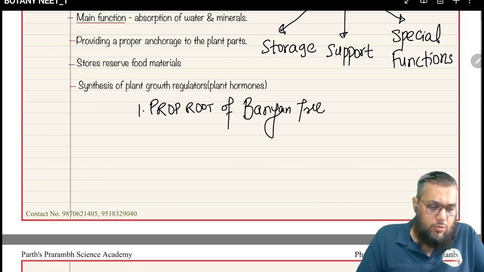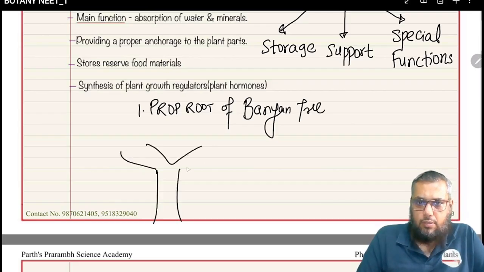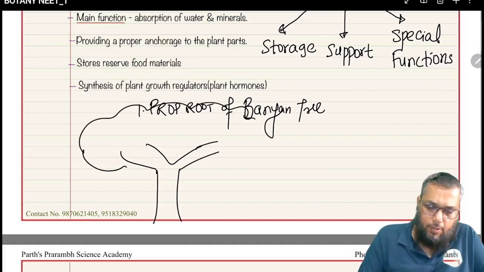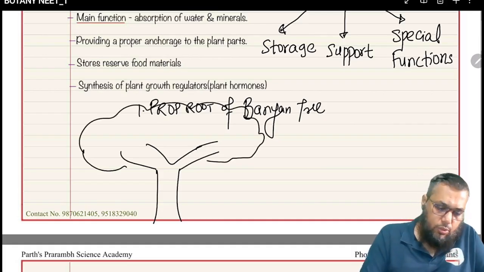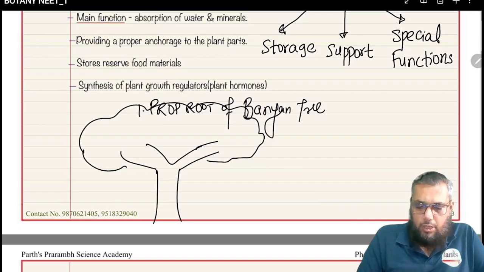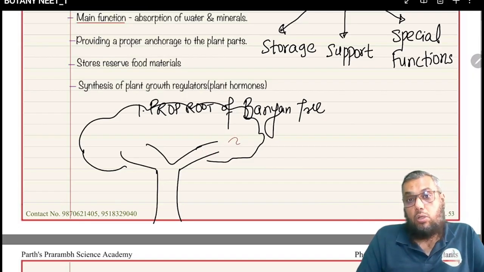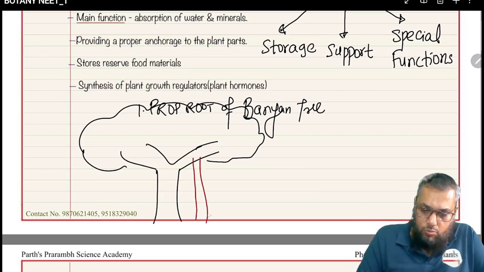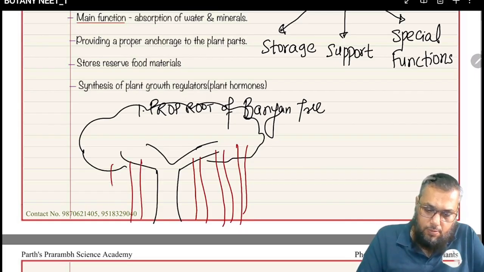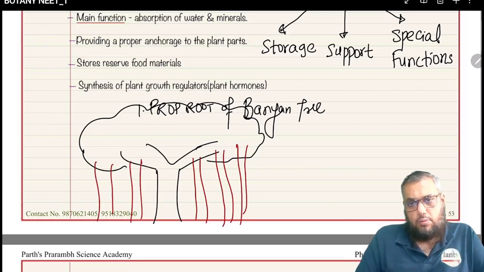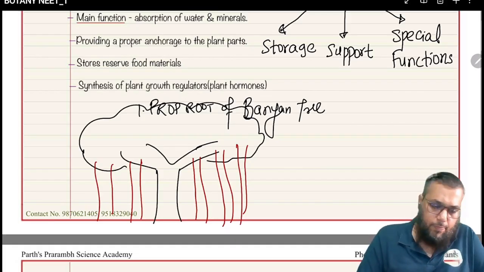Okay, the banyan tree, where we see that the tree has got a huge canopy, and to support that huge canopy, many adventitious roots, because they are not now arising from the radicle, they are arising from the stem. They come down as props, as pillars to support the stem. So these are called the prop roots of banyan tree.